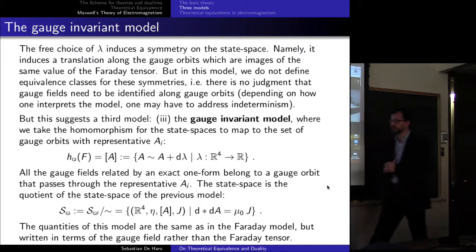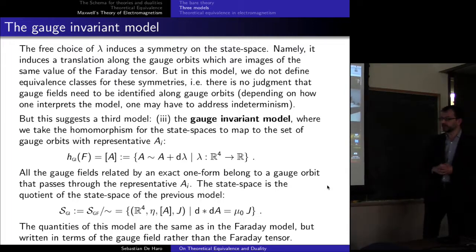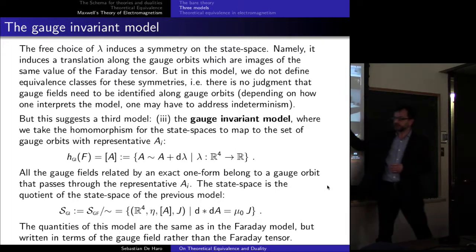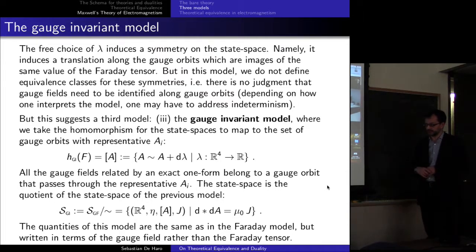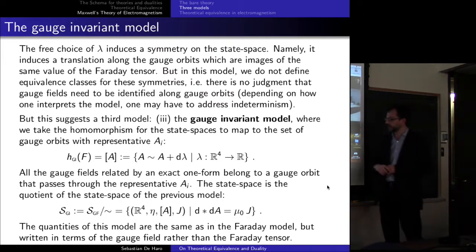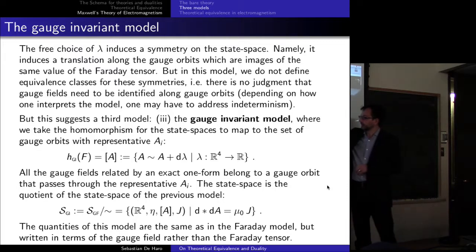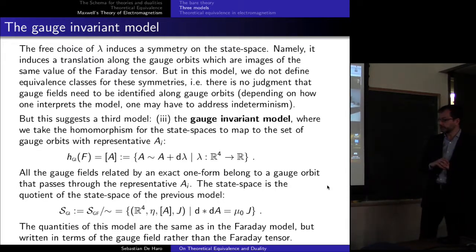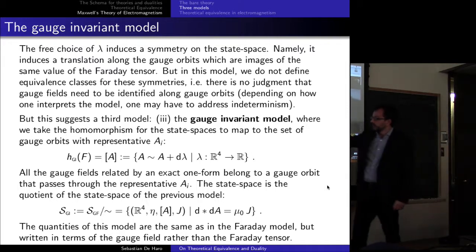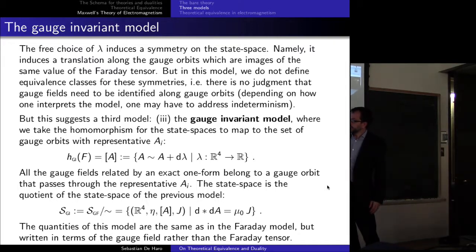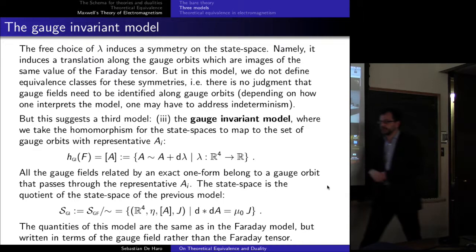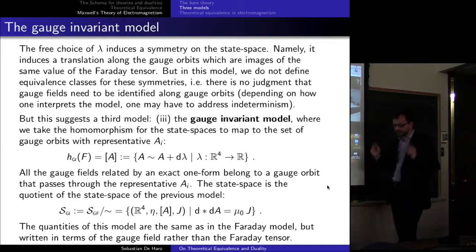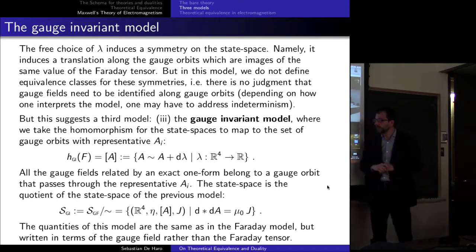Well, because it leads to indeterminism. And actually, Gordon Belot wrote an interesting paper about that, where he interpreted this model not in terms of electromagnetism, but in terms of velocities. And he shows how this might lead to indeterminism. But, of course, this immediately suggests a third model where we do mod out by this symmetry.